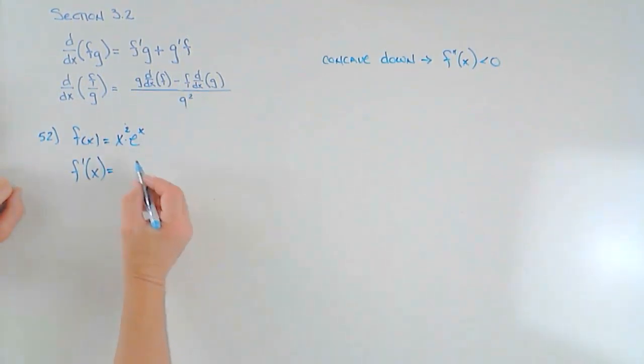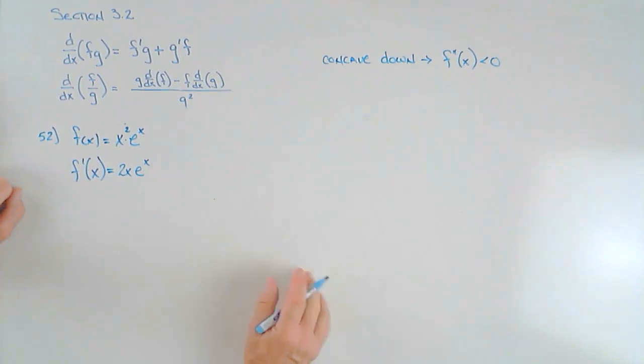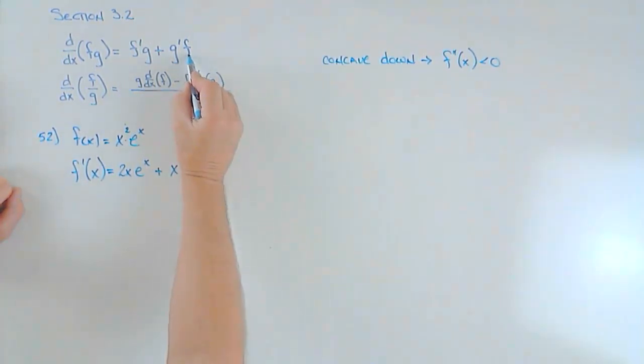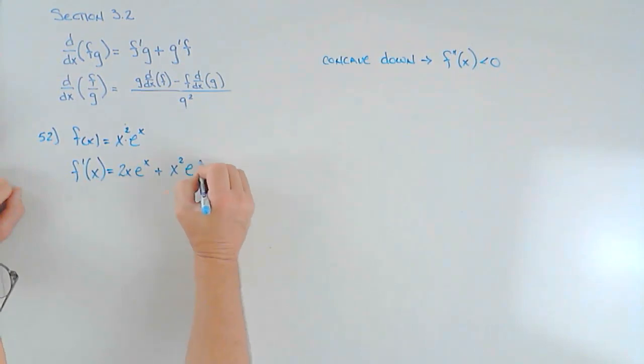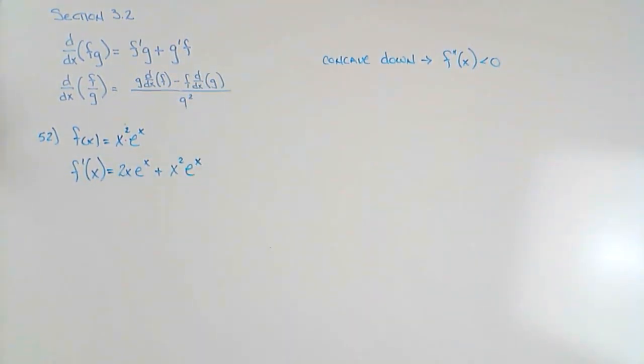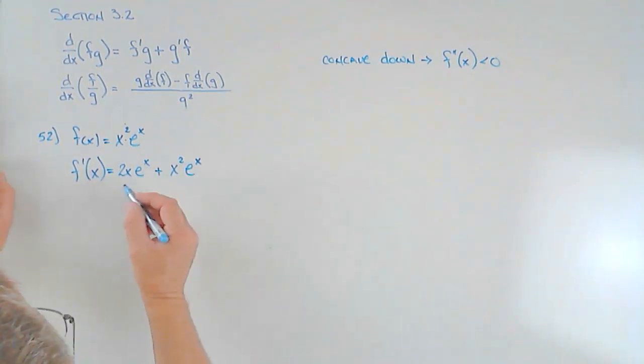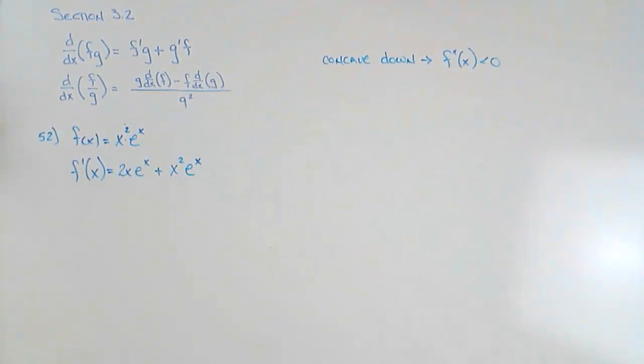This is a product. We take the derivative of x squared, 2x, and multiply by my second function, in this case e to the x. Plus, we leave the first function alone, x squared, and multiply by the derivative of e to the x. That's e to the x. Now, that's our first derivative. But the first derivative tells us about increasing and decreasing. They asked us about concavity. So we need the second derivative.